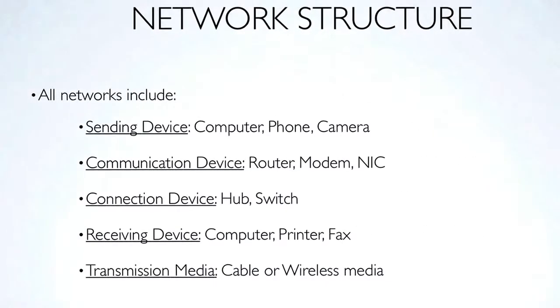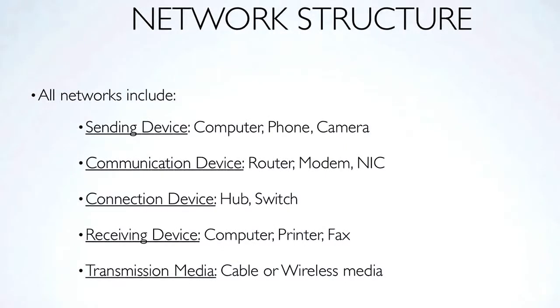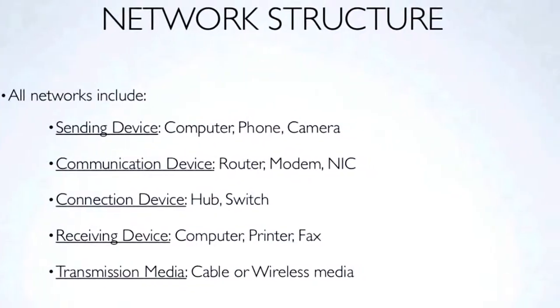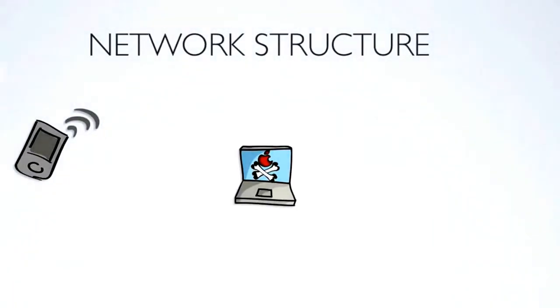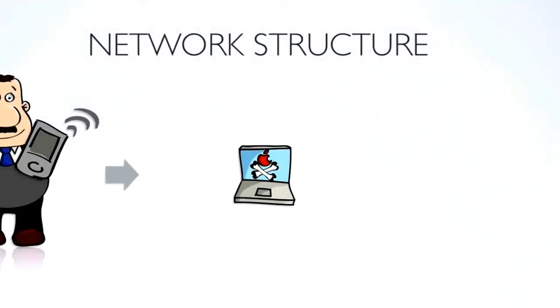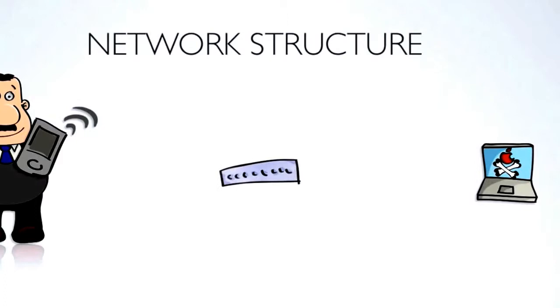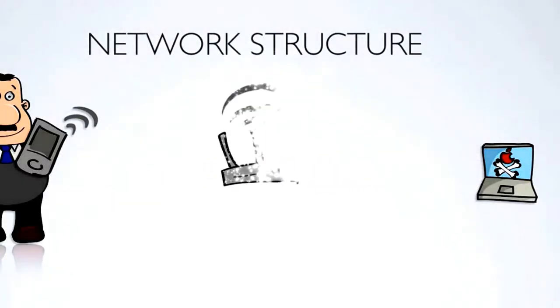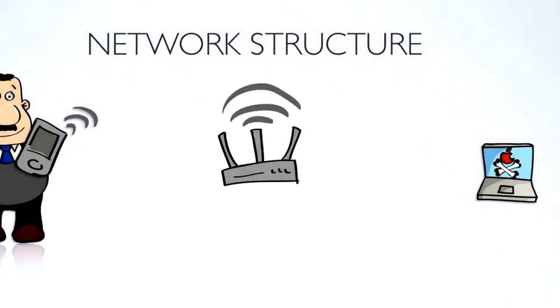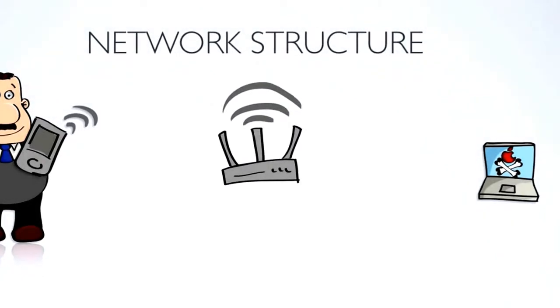Before we get into classification, we need to understand what constitutes a network by defining the network structure. All networks must include a sending device or a receiving device which the user can use to input commands to send data or request to receive data. They must also have a connection device which connects all the network devices, essentially creating the network via transmission media. And a communication device which addresses, translates, routes, and allows inter-network communication.